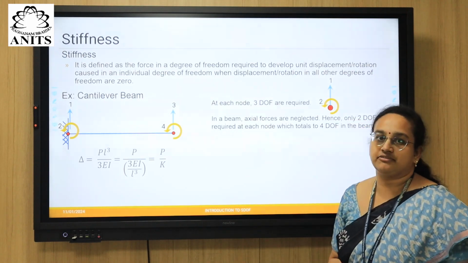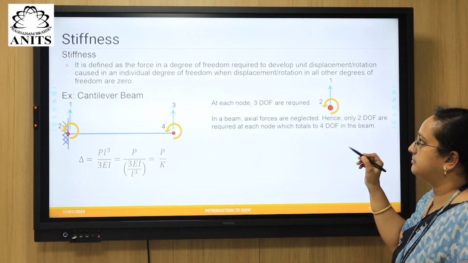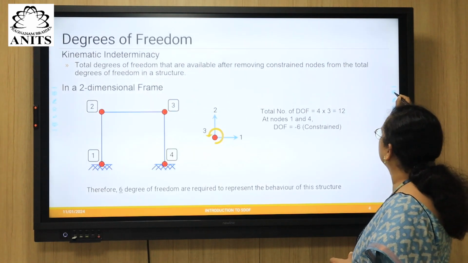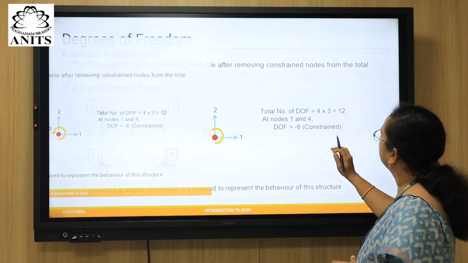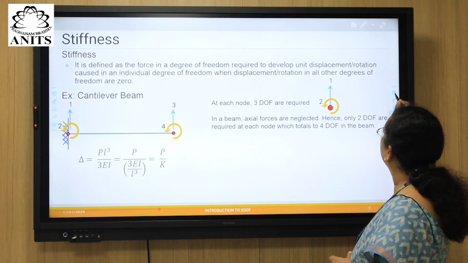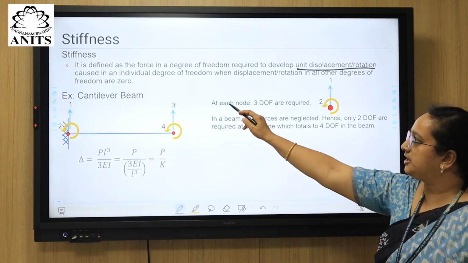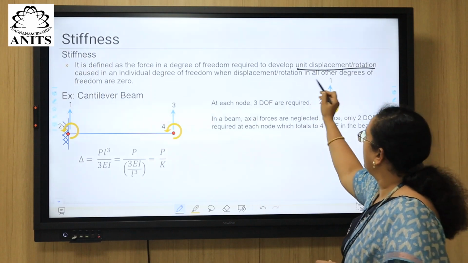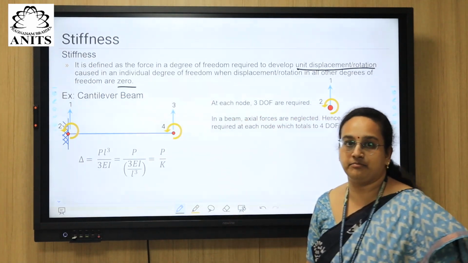So let us define stiffness. It is defined as the force in a degree of freedom required to develop unit displacement or a rotation, caused in an individual degree of freedom when displacement and rotation at all other degrees of freedom are zero. This is very important.